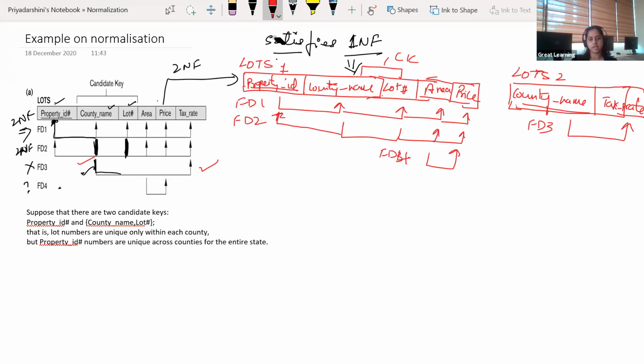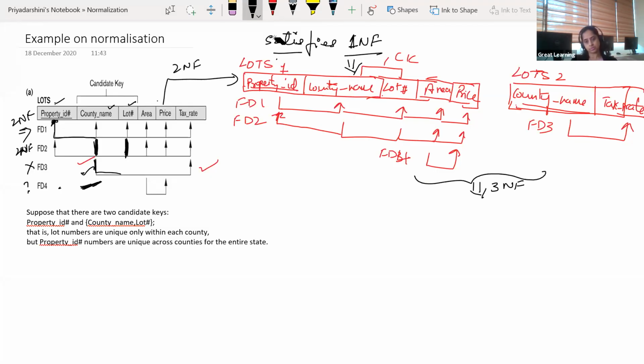Okay. Done? Now, hope it's clear now. Now, this given table I have resolved into 2NF. So how many tables do I have now? 2 tables. These two tables I now have to normalize into 3NF, because both the tables are in 2NF now.